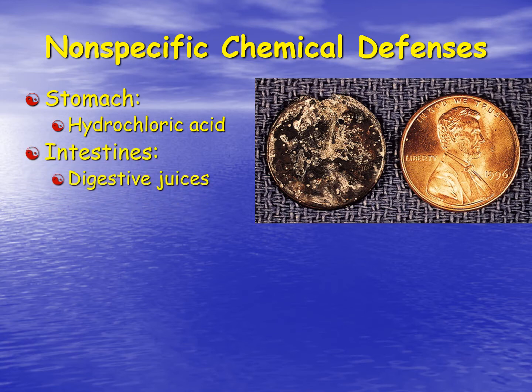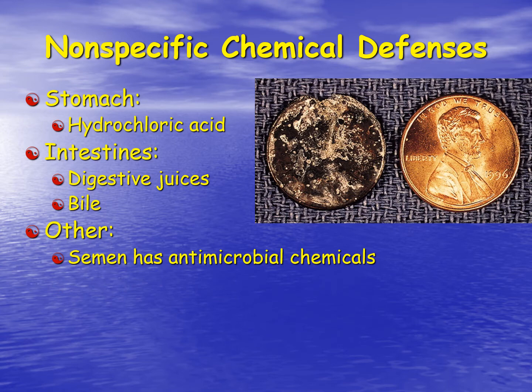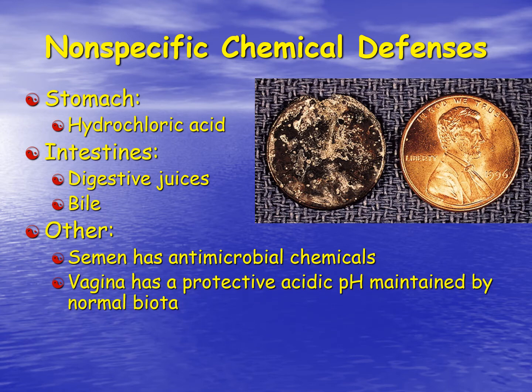The intestines, the digestive enzymes can oftentimes break down these microbes. Bile actually creates a slightly alkaline pH, especially in the upper part of the small intestine, to help neutralize the acid coming from the stomach. And then semen has antimicrobial chemicals added to it. And the vagina is a very acidic environment that's maintained by the normal microbiota.